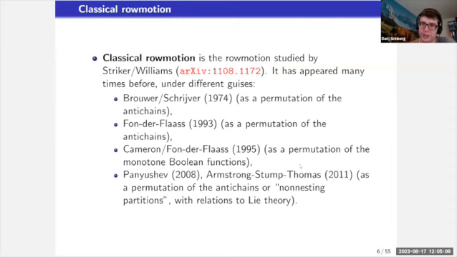Now, on the set of order ideals, there is a map called classical rowmotion. And this map has many names. It has appeared in Lie theory. It has appeared, of course, in combinatorics, to some extent in graph theory even. And people have studied it under all of those names in different guises.